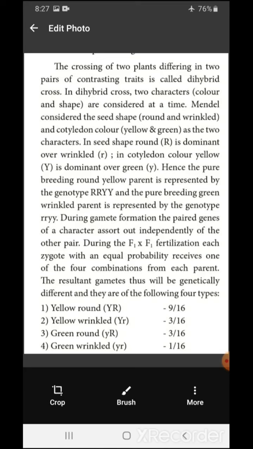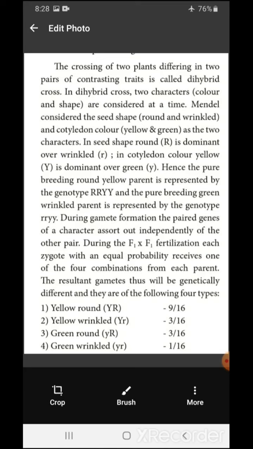During gamete formation, the paired genes of a character assort out independently of the other pair. It does not depend upon the other. It is independently assorted during F1 fertilization. That is, when the F1 undergoes self-fertilization, each zygote with an equal probability receives one of the 4 recombinations from each parent. The resultant gametes thus will be genetically different, and they are of the following 4 types.